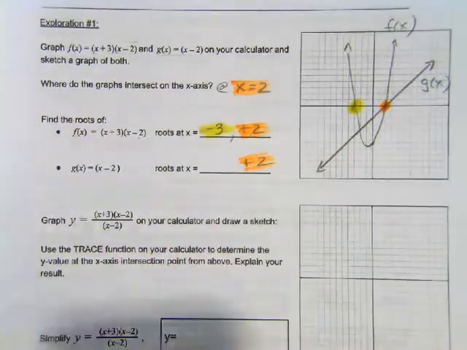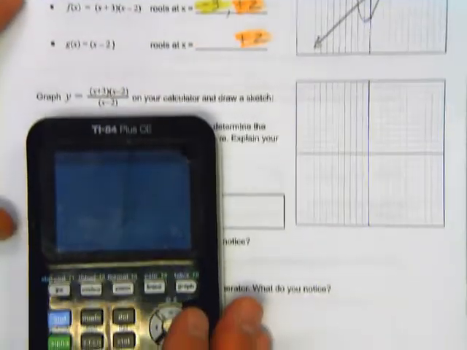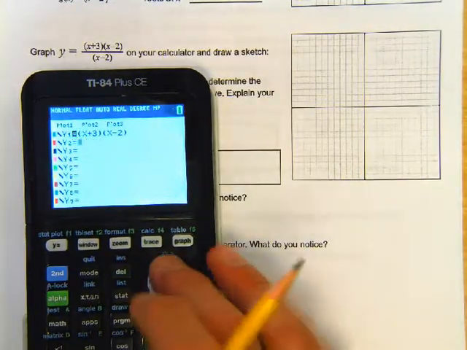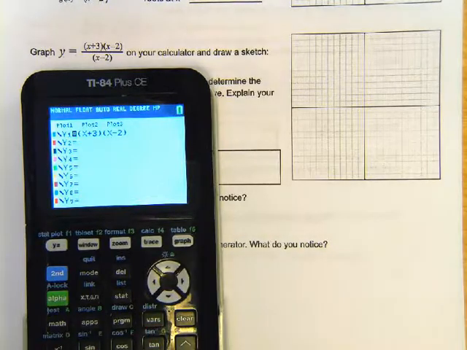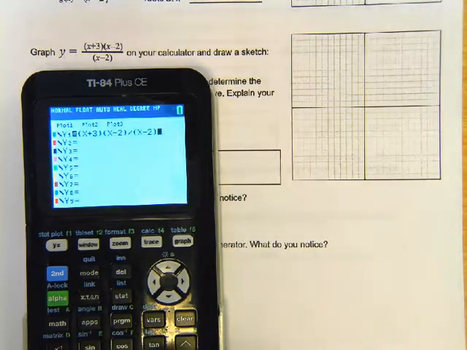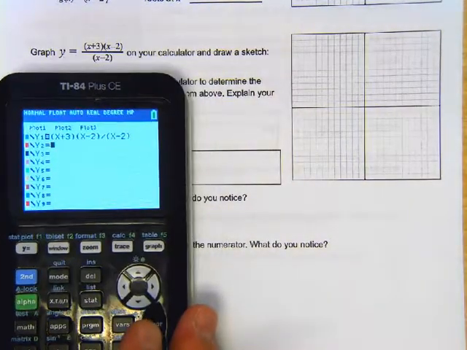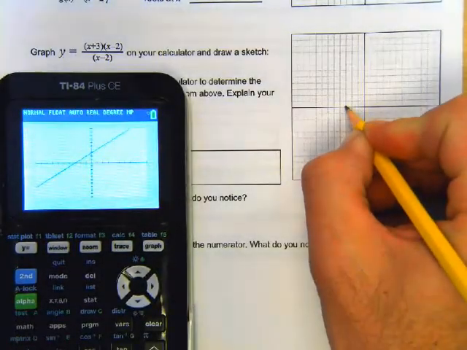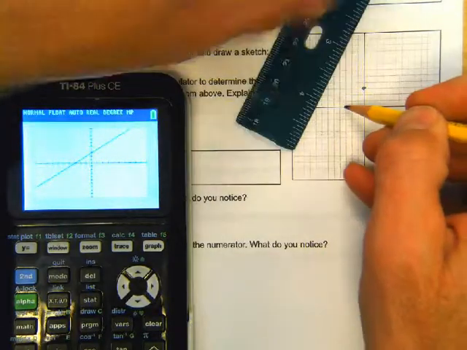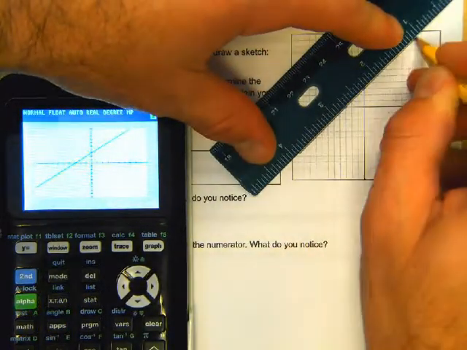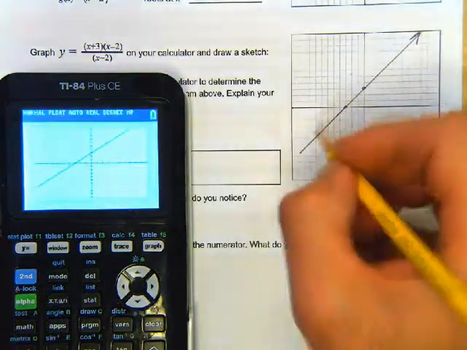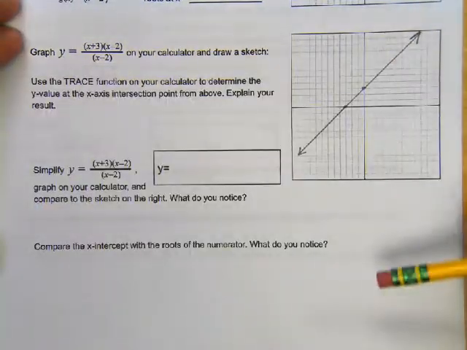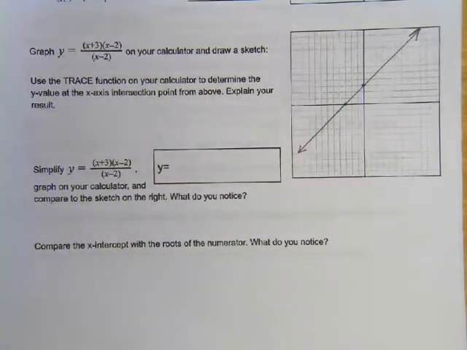The next step says graph y equals (x plus 3)(x minus 2) divided by (x minus 2). So let's put that in our calculator and make a graph. So I'm going to get rid of that. (x plus 3)(x minus 2) divided by (x minus 2). And it looks like we have an x-intercept at negative 3 and a y-intercept at 3. So there's the function.